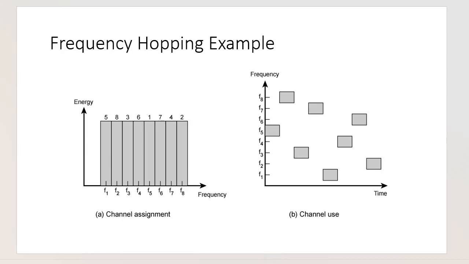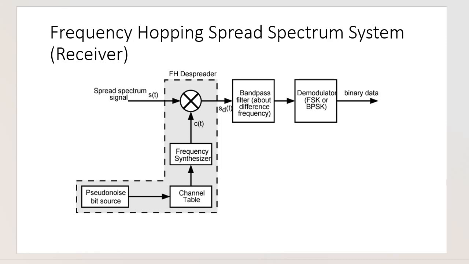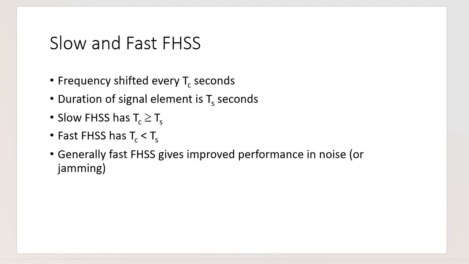And this is the frequency hopping example. This explains visually how the carrier frequency changes with time following a hopping pattern defined by the spreading code. This is the frequency hopping transmitter system. The transmitter generates data, applies modulation, and hops the carrier frequency according to the pseudo code sequence before transmission. This is the receiver system. The receiver follows the same hopping sequence as the transmitter to correctly receive and demodulate the signal.